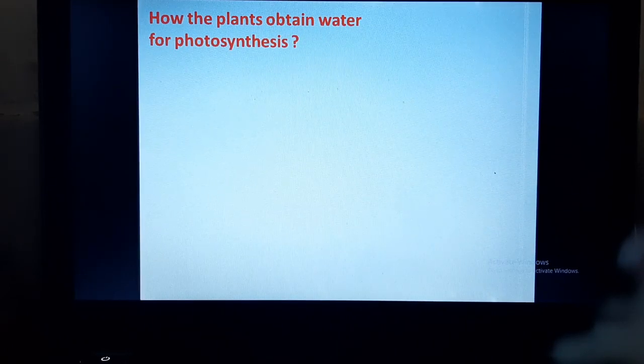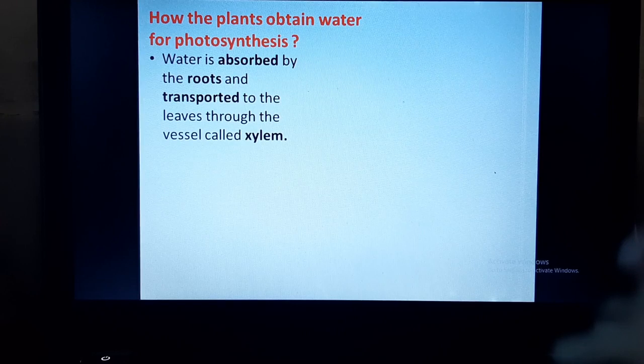Now, we know that water is also a condition which is required for the process called photosynthesis. How do the plants obtain water for photosynthesis? We know that plants obtain water from the soil. This water from the soil is absorbed by the roots. Now from the roots the water needs to be transported to the leaves because the process of photosynthesis is happening in leaves. So this water which is absorbed by the roots is transported to the leaves through tiny pipes, or we call them vessels, called xylem.